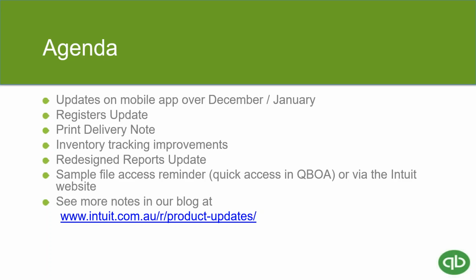Okay, and then the other updates that occurred were register updates. So we'll look at some of the bank registers and what you can do. The print delivery note, I know Stephen actually mentioned that a little while ago, so that happened towards the end of last year. The inventory tracking improvements as well. There's a little bit more that you can do with inventory, and I know you'll be pleased to see this update because I certainly was, because it's one of my pain points. I'm really happy that that's actually happening.